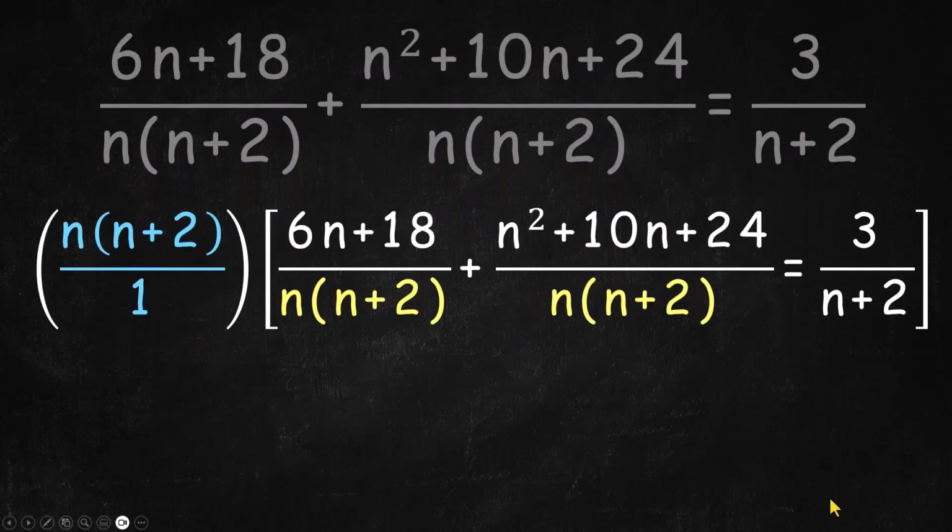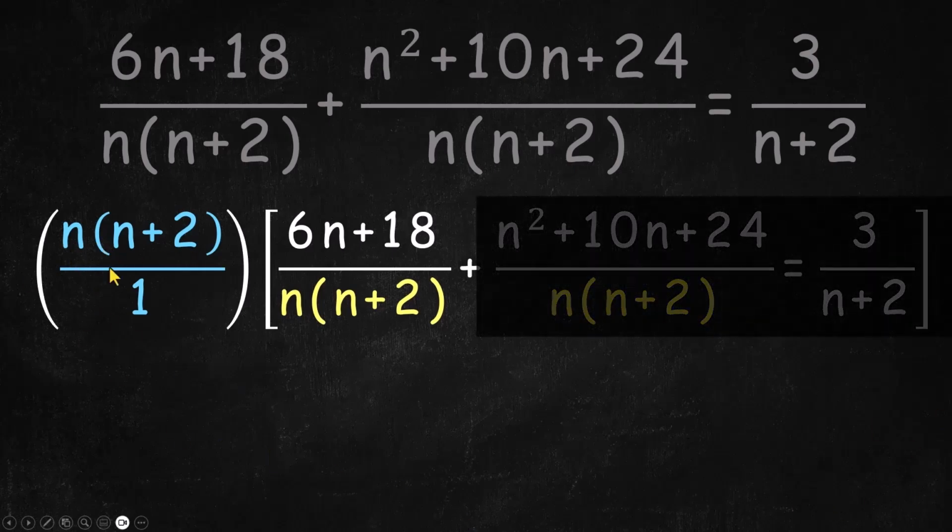Watch this. I'm going to take the entire thing times this little thing that I just engineered, n times n plus 2 over 1. This would be the common denominator, but as long as I multiply every single term by that, it's legal. So watch what happens.